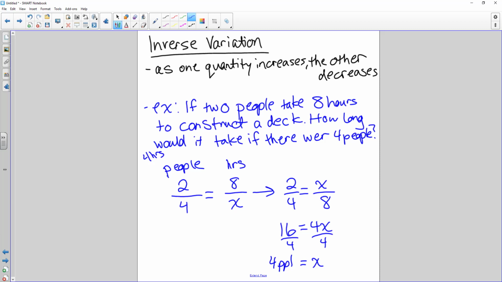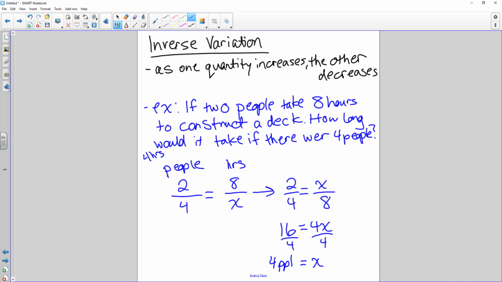Okay, now one thing I want to note is when we do this flipping and do the inverse variation, and we set it up, line it up like direct, and then flip, we have to line things up as columns. Like people and hours were the two quantities we were comparing, so we have to have those be our columns that we're lining up.